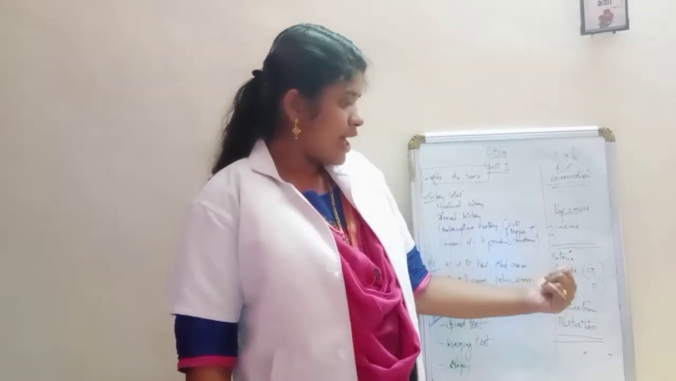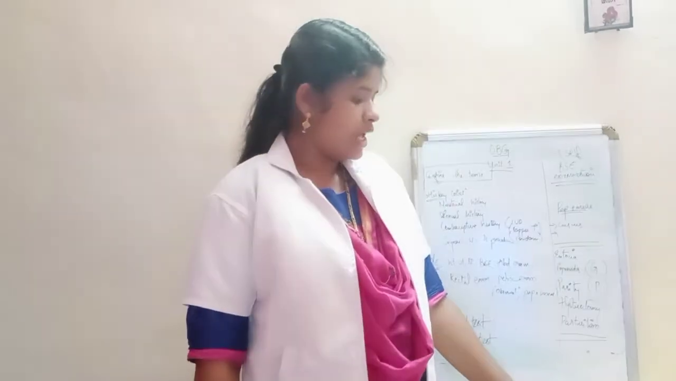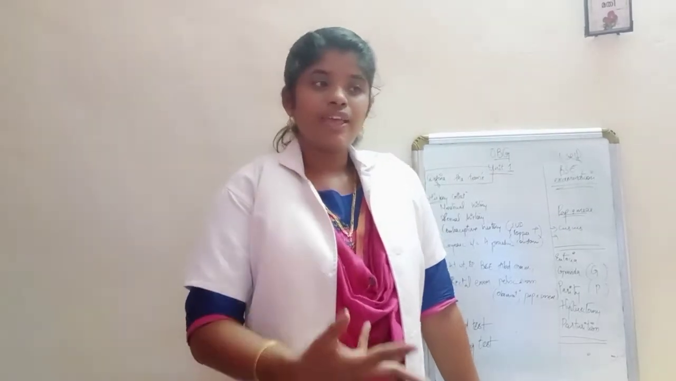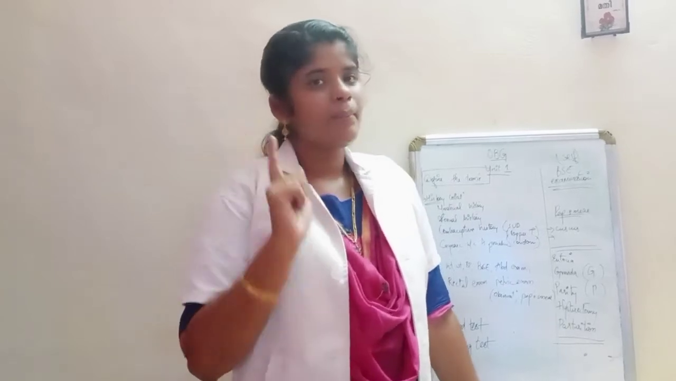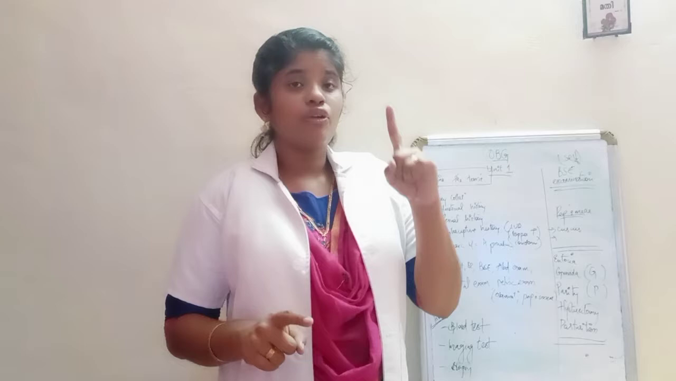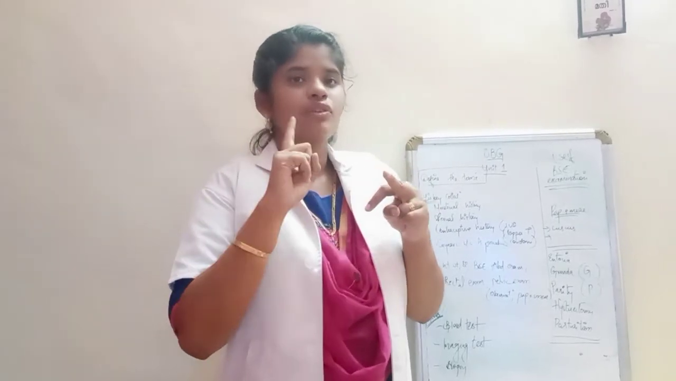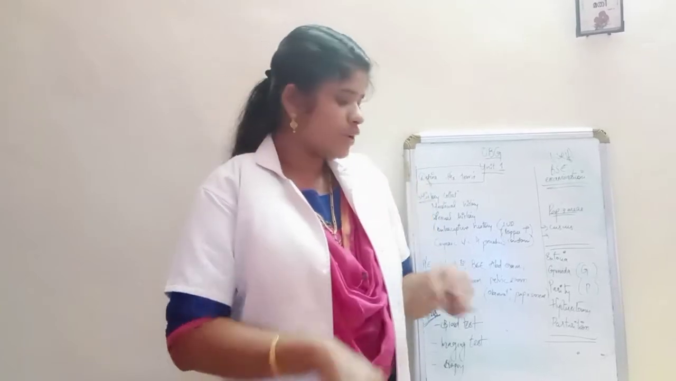Next one is para, or parity. Parity means the number of births, whether live or dead, that the woman had carried. So that total number will be calculated as para. Don't get confused. Number of live births is known as gravida. Total number of carryings that happened, whether live or dead, is known as para.